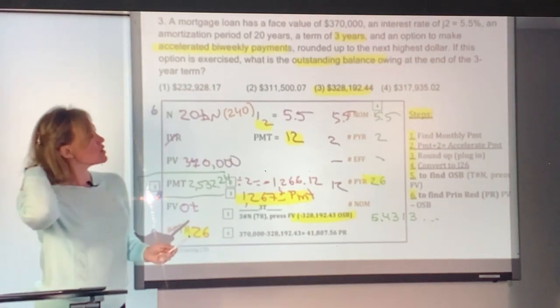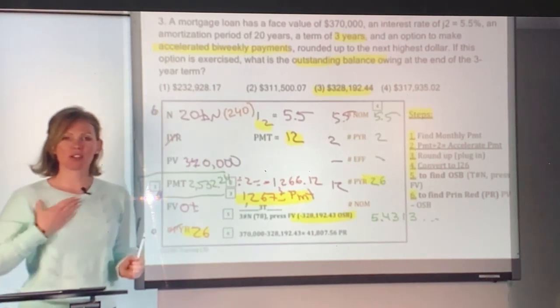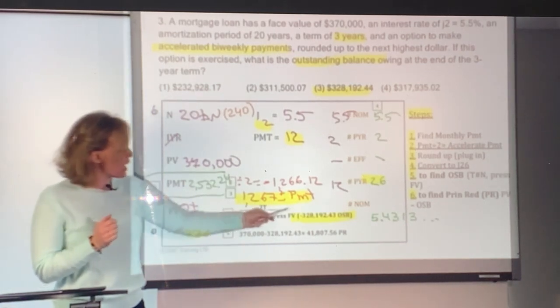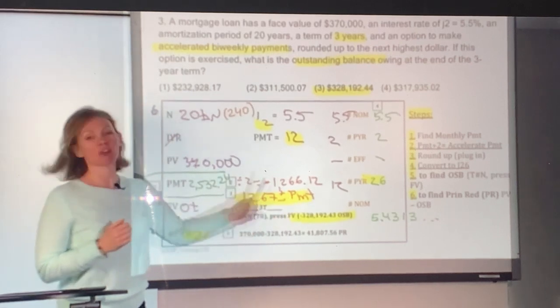That's it. But if I was looking to find a principal reduction, you remember what principal reduction is? How much you can pay off in those 3 years. So if I had a line in there that says how much is the outstanding balance, that's how much you still owe them after 3 years.